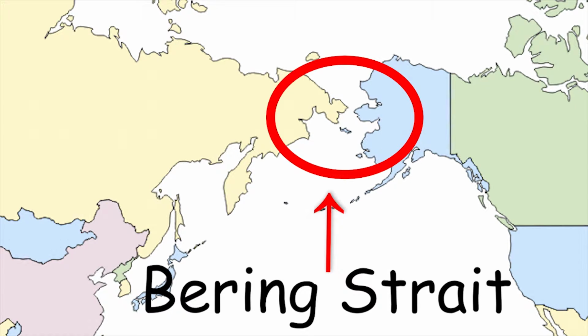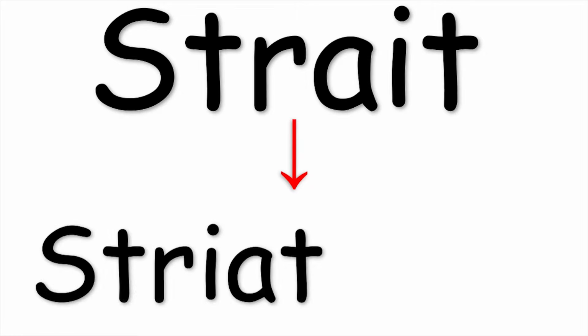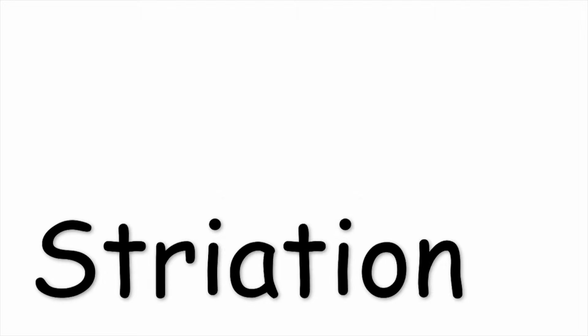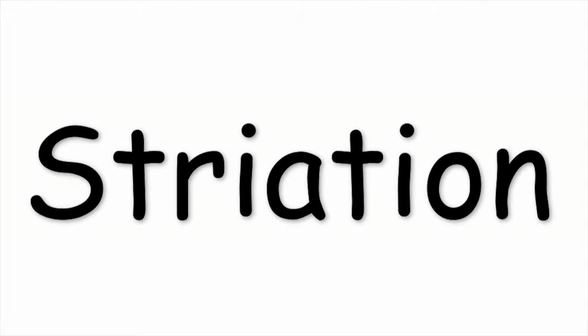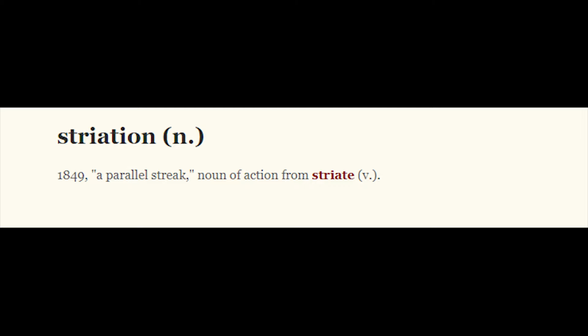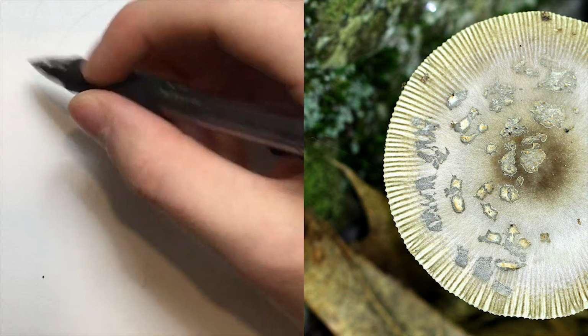If you haven't clicked off the video yet, then good. I want you to get this straight, like the Bering Strait. Surprisingly, if you switch the I and the A, the meaning won't change much. Let's just add on the letters I-O-N to make the word striation. According to its 1849 definition, a striation is a parallel streak.